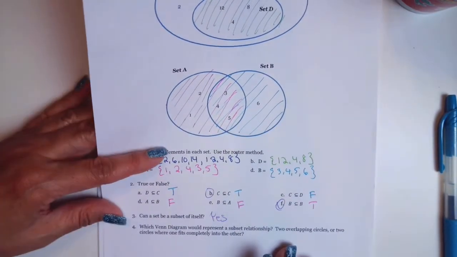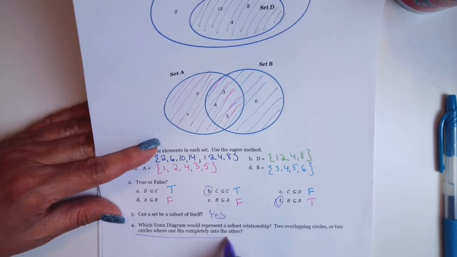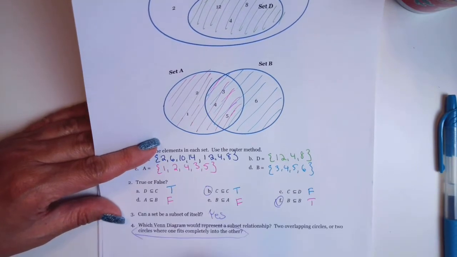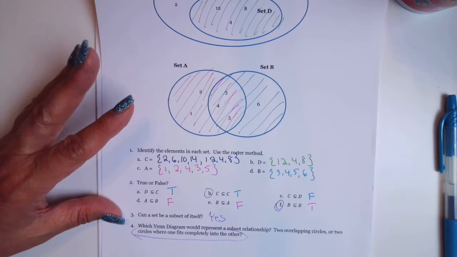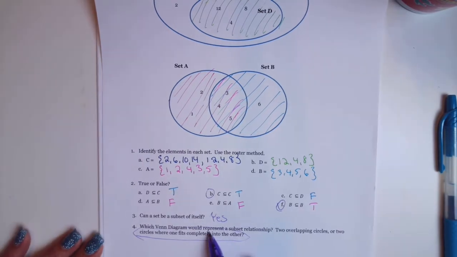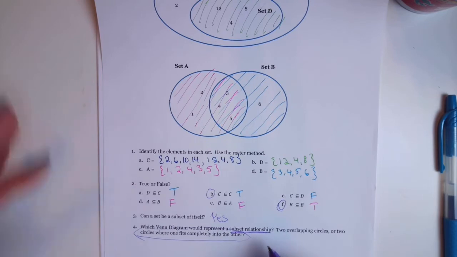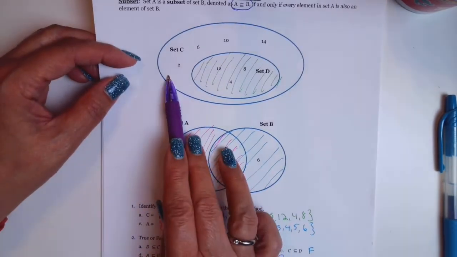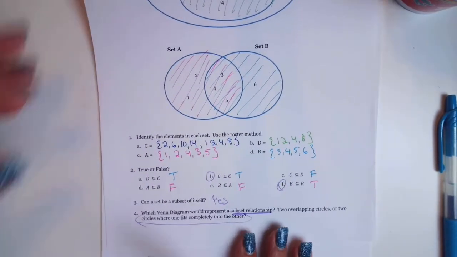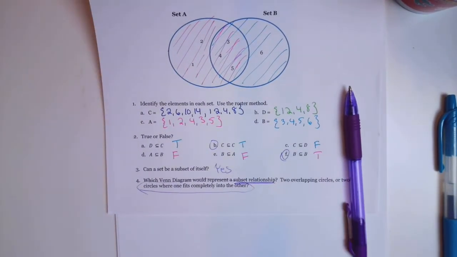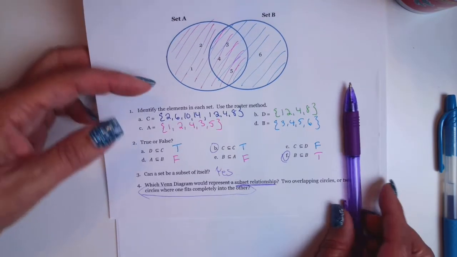So it's the two circles where one fits completely into the other that represents a subset relationship. So it's this one with the set C and set D. Okay, let's move on to page number 2.